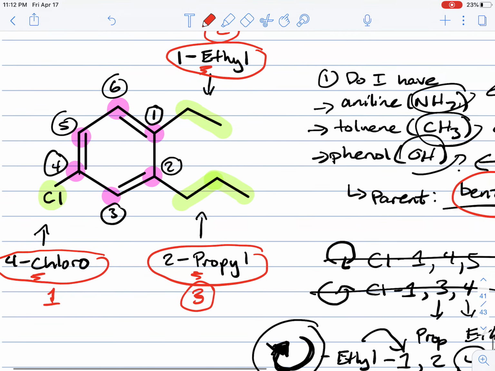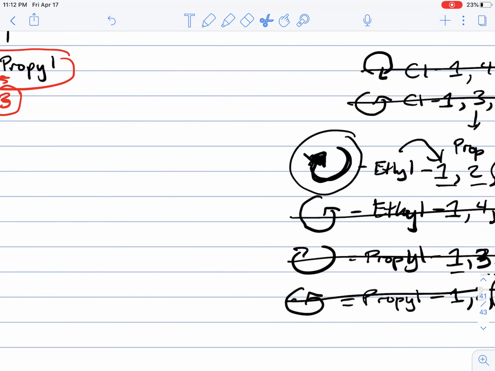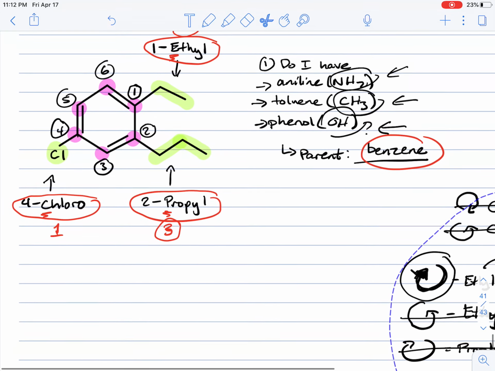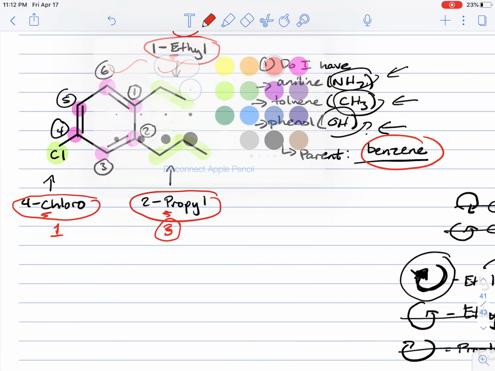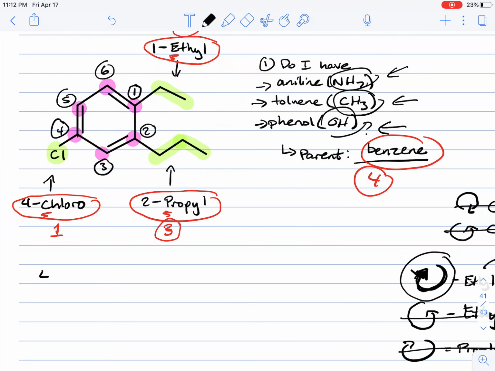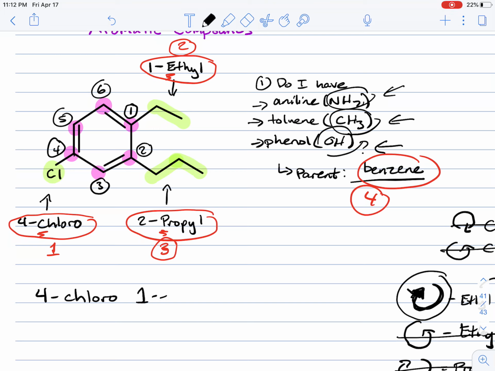And so I'm going to go ahead and move this stuff over to the right just so I have room to write my final answer without it being too crowded. All right, so I'm going to put in 4-chloro. Number 2 is 1-ethyl. Number 3 is 2-propyl. And number 4 is going to be benzene.